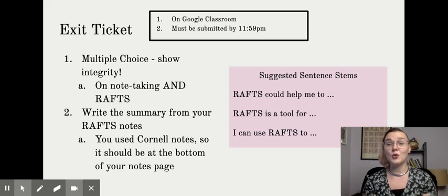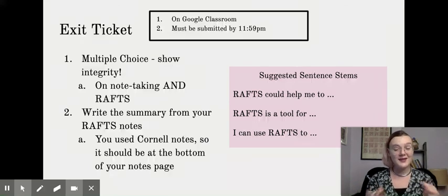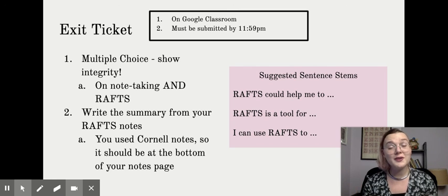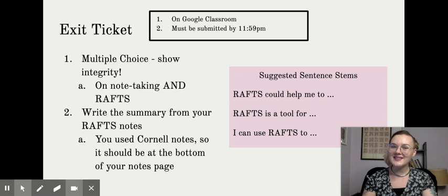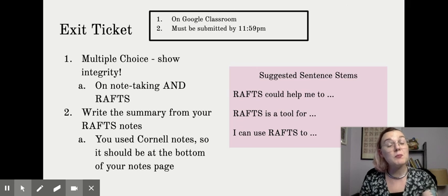As always, if you have questions, if you have concerns, if the internet explodes on you, safety first, and then contact me. If you need me, I'm here for you. Call, text, email, send me a carrier pigeon, do what you've got to. I look forward to seeing your exit tickets and seeing how well you understood this lesson. We are going to be practicing this in class on Thursday. So do your best.